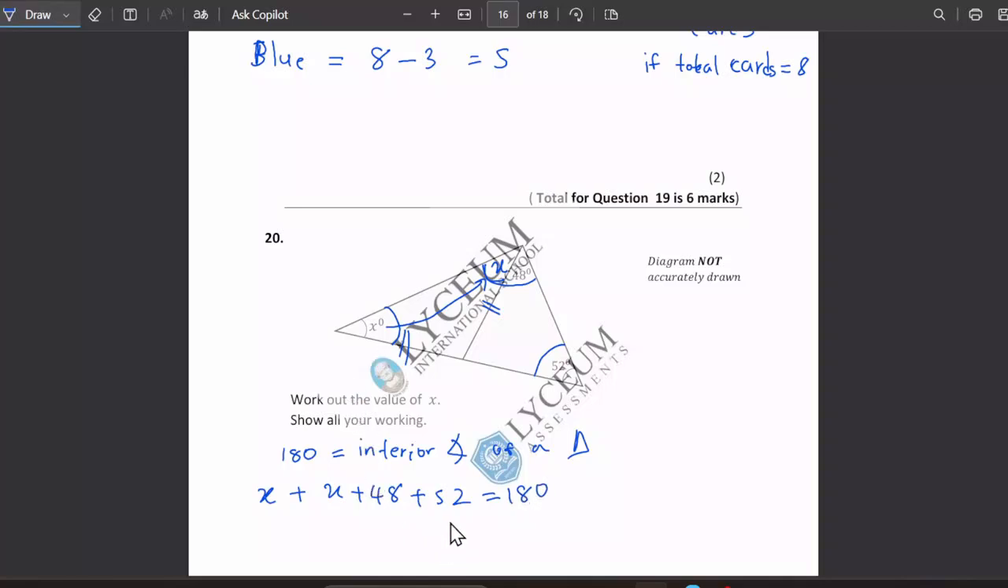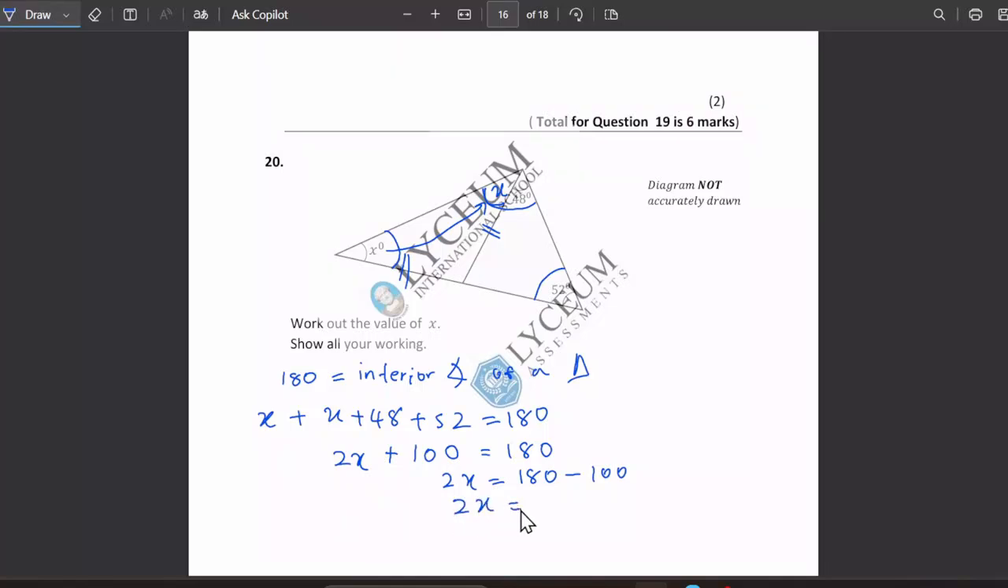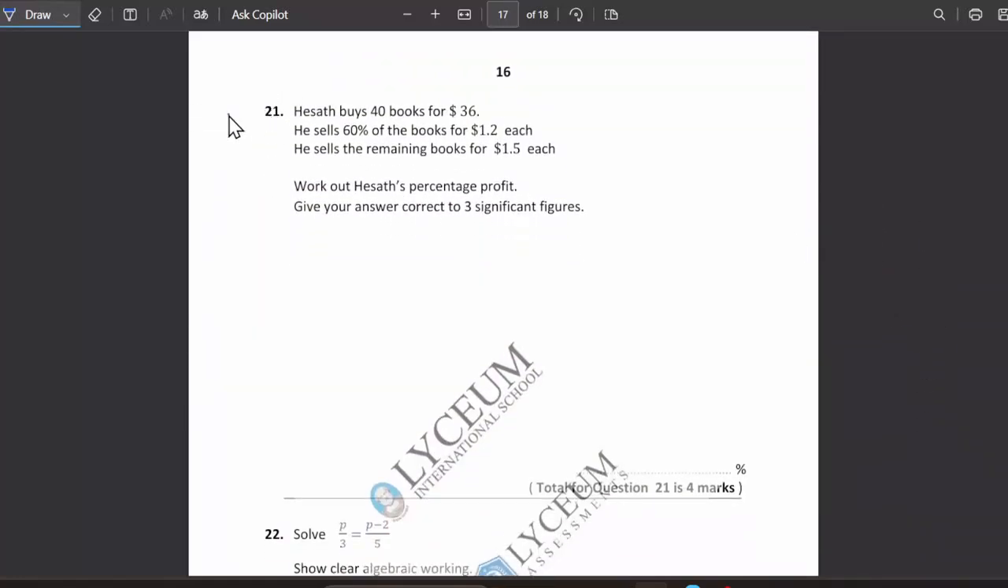So 100 plus 2x is equal to 180. So 2x equals 180 minus 100. Okay, so then 2x equals 80. x equals 80 divided by 2, which gives us 40. Okay. Now, in the 21st question, Hesab buys 40 books for $36.